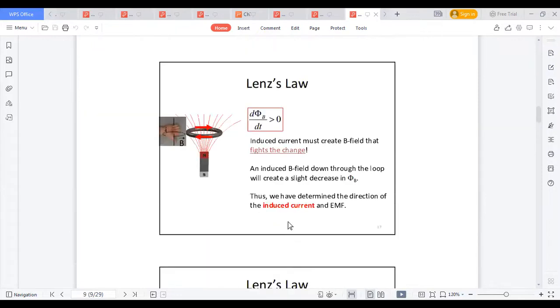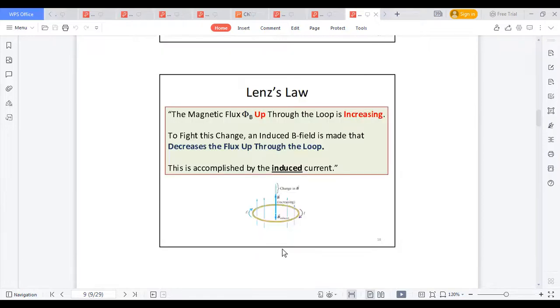For Lenz's law, the induced current must create a magnetic field B that fights the change. That means this will be increasing. An induced magnetic field down through the loop will create a slight decrease. Thus we have determined the direction of the induced current and EMF. So in Lenz's law, the magnetic flux phi B up through the loop is increasing, and to fight the change an induced magnetic field is made that decreases the flux up through the loop. This is accomplished by the induced current.